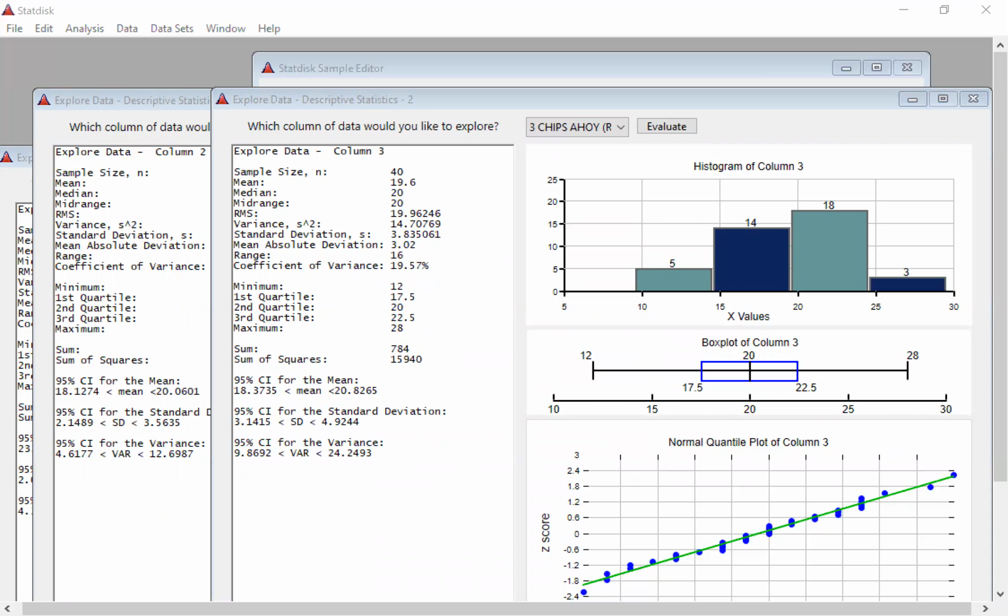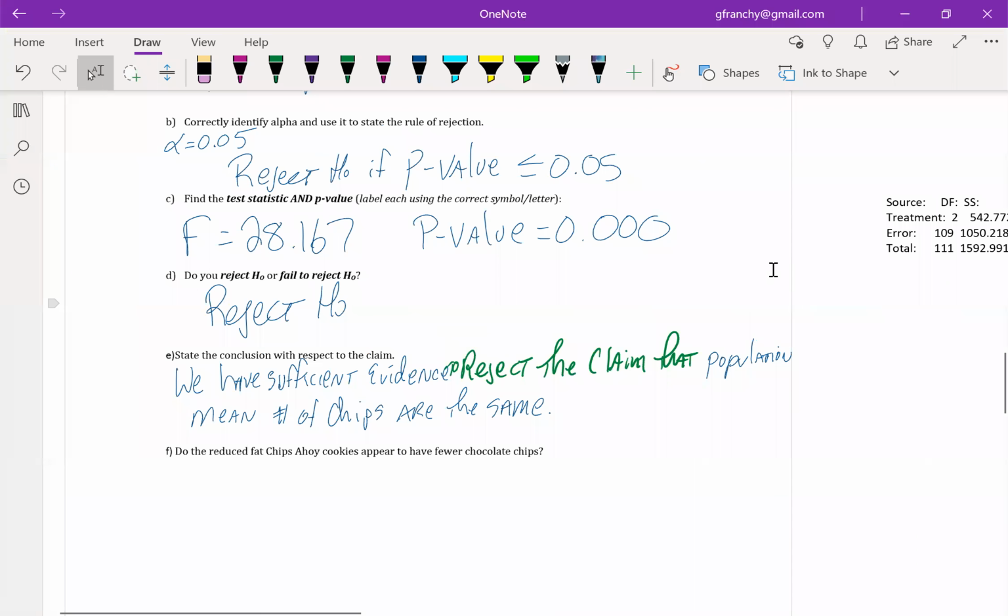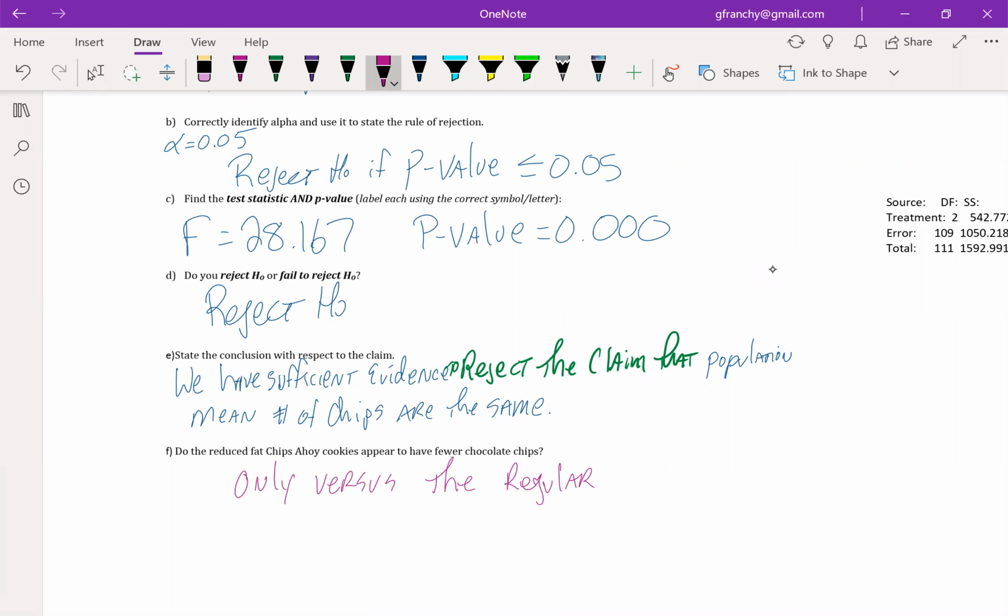The only thing that we can say from looking at this is that the reduced fat, let's see, do the reduced fat Chips Ahoy cookies appear to have fewer chocolate chips? Only versus the regular Chips Ahoy. We can't say that compared to the chewy.